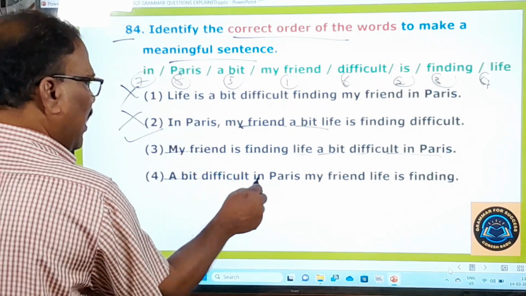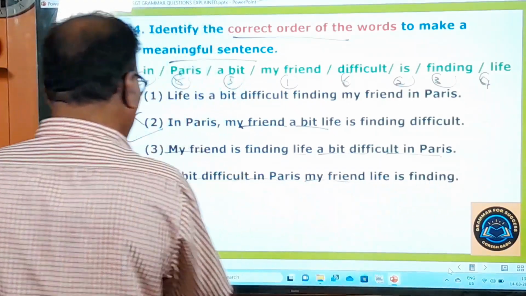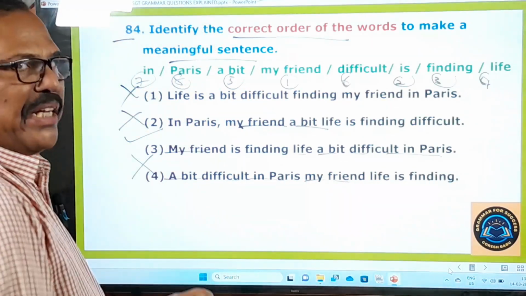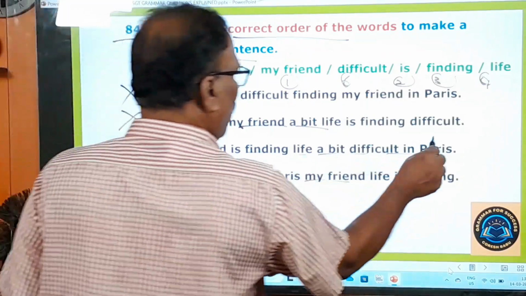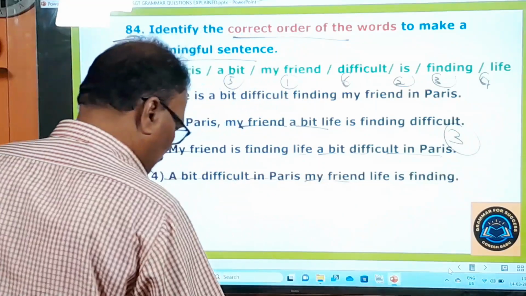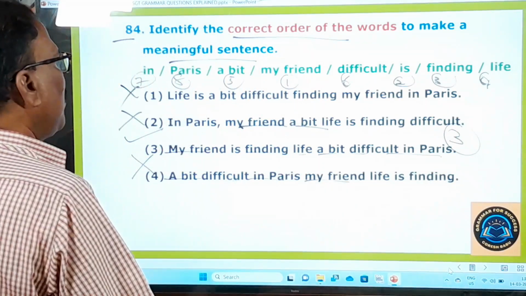A bit difficult in Paris, my friend life is finding. No, this is also absolutely wrong and meaningless. Okay, 1, 2, 4 are wrong, and only the third one is the right one. And now let's move on to the next question.